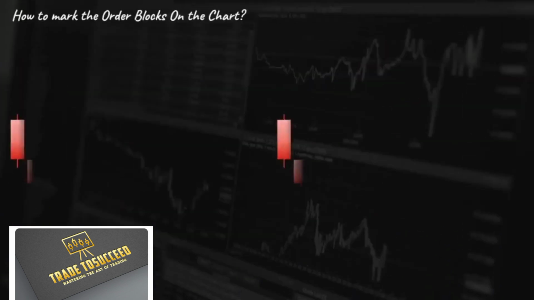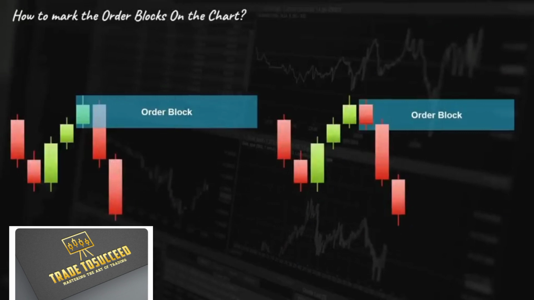Same concept for the bearish scenario. We mark the last candlestick before the start of a drastic bearish move as our order block zone. This is the basic form of marking the order blocks on the chart. But in some scenarios, we would have some adjustments.